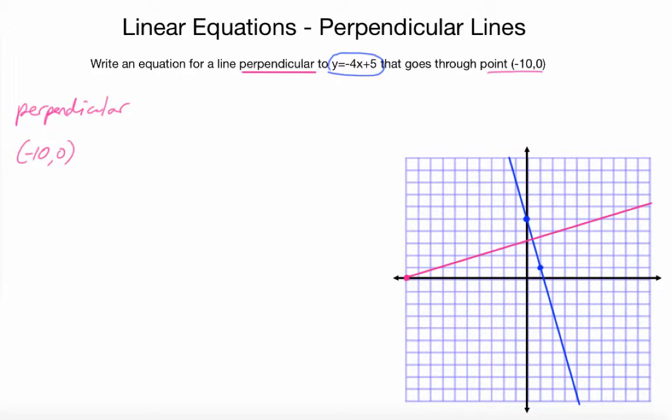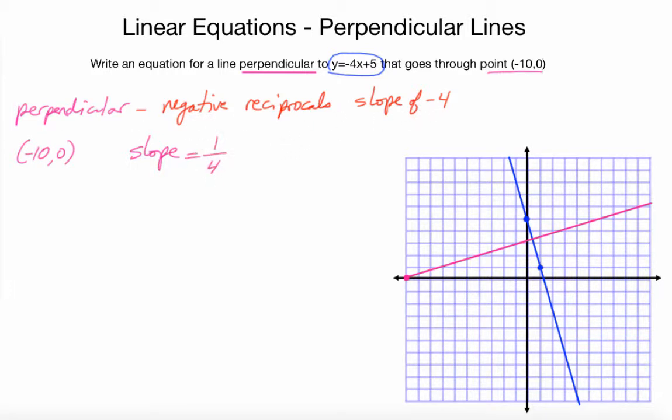All right, so let's get into some more of the algebra aspects here. Let's review perpendicular lines. If I'm comparing slopes of perpendicular lines, perpendicular means they have to be negative reciprocals of each other. So if my original line has a slope of negative 4, the negative reciprocal of that means my new line has to have a slope of positive 1/4.